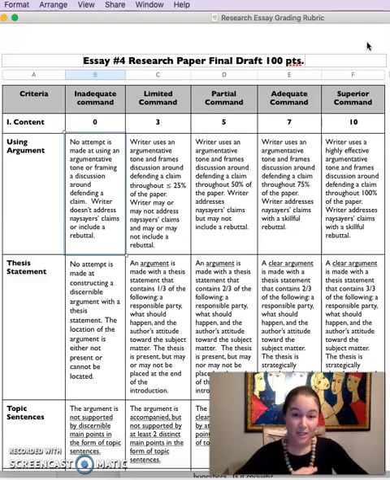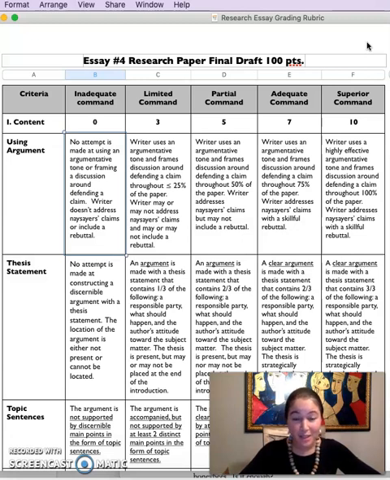So the first one is using argument. To earn all the points, the writer uses a highly effective argumentative tone. This means that you don't want to write an informative paper, you want to write an argumentative one. So you need to come up with reasons for why your point of view is right and make sure that you are actually proving why your point of view is correct throughout. That's what I mean by argumentative tone. And frames discussion around defending a claim throughout 100% of the paper.